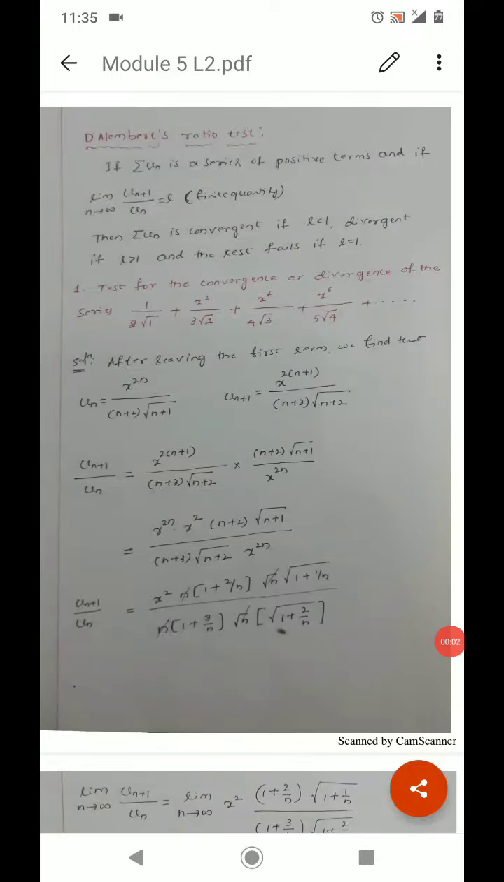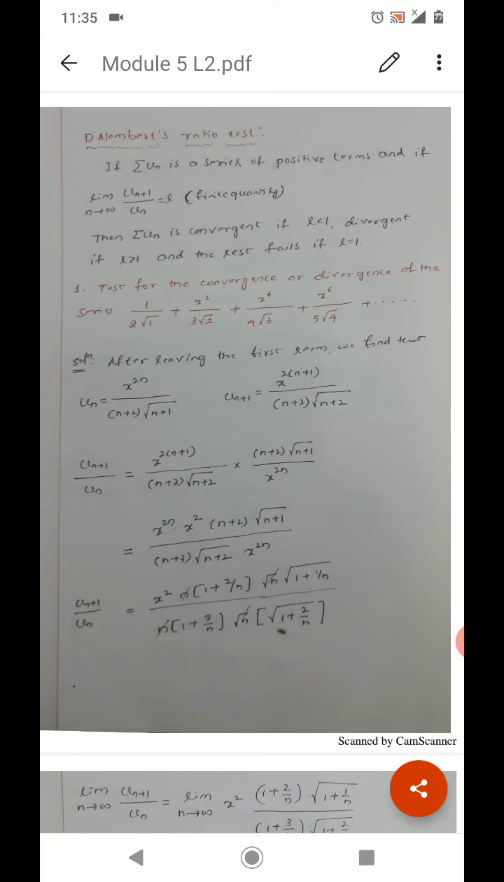Next, we have another type of test, that is D'Alembert's ratio test. Previously, we used the Cauchy's root test to test whether a given series is convergent or divergent. Now we are going to use D'Alembert's ratio test.